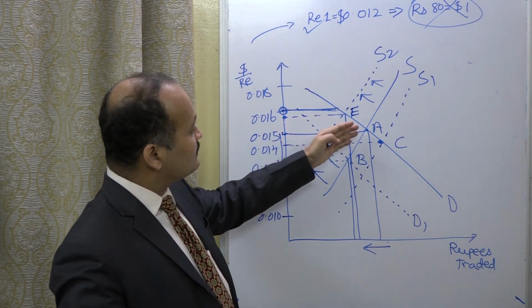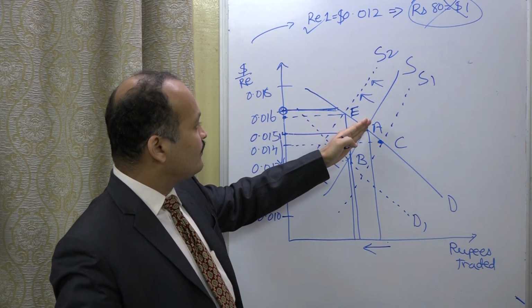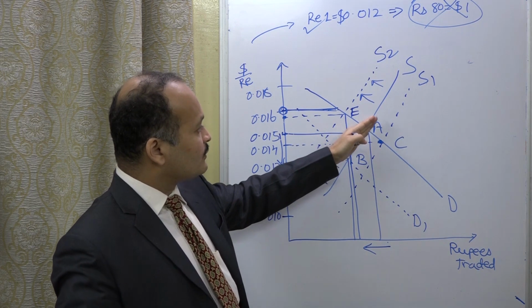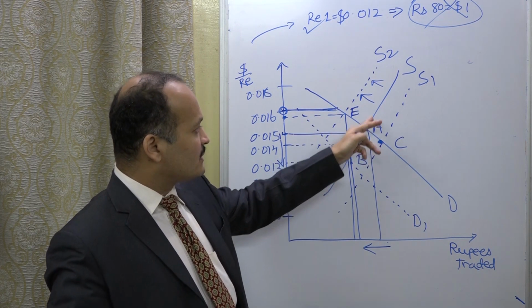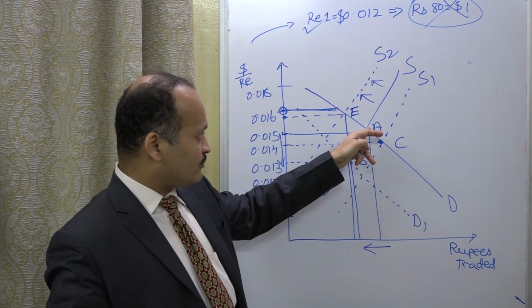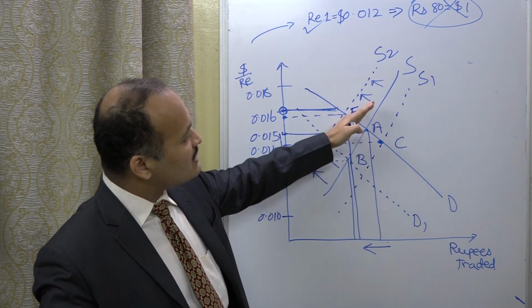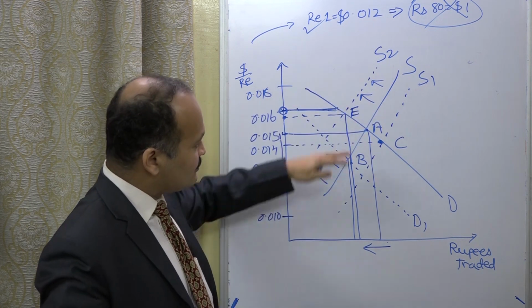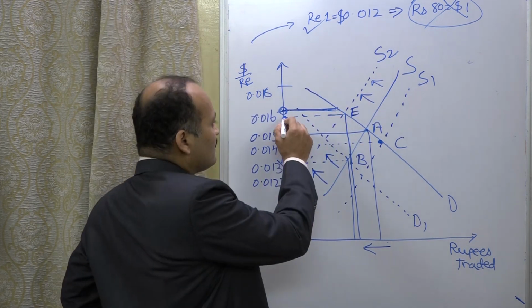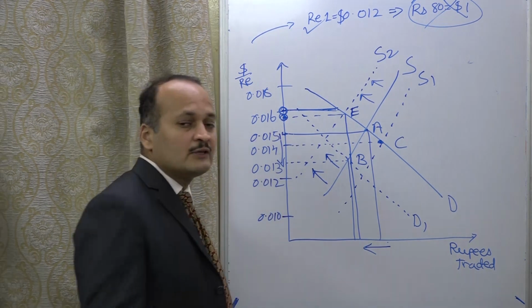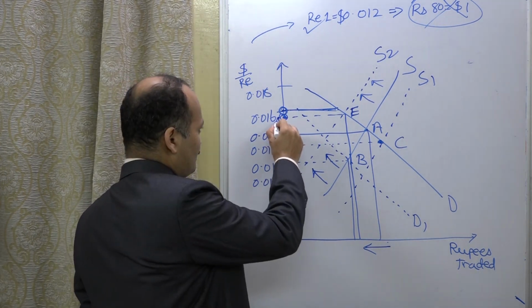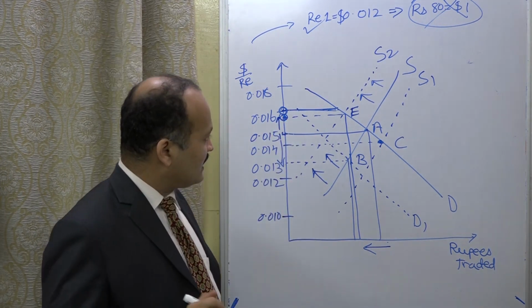When you are following a tight monetary policy, suppose after the depreciation the supply and demand curves were such that you were at A. Now you are trying to push the supply curve to the left so that you are somewhere reaching near 0.016. Okay, I hope you are clear.